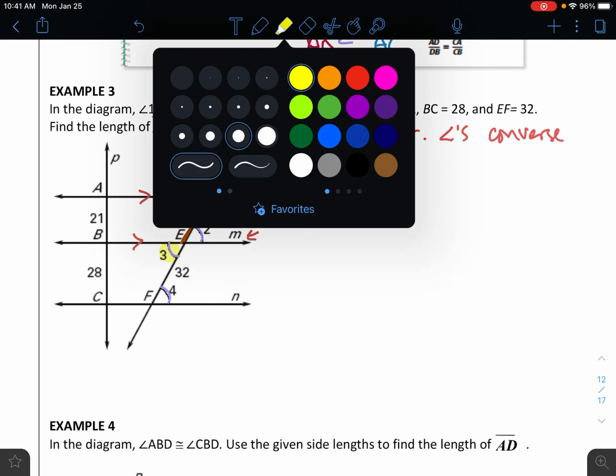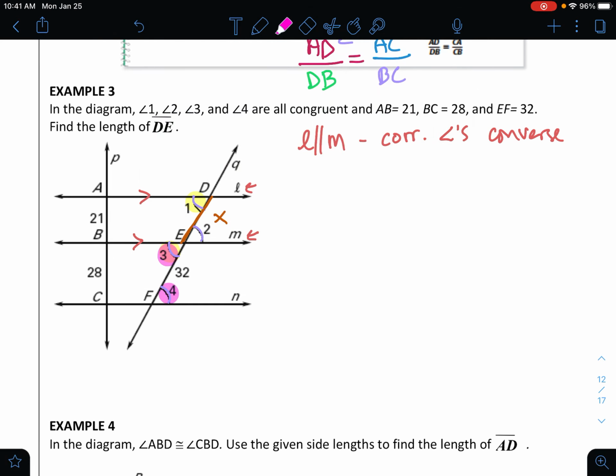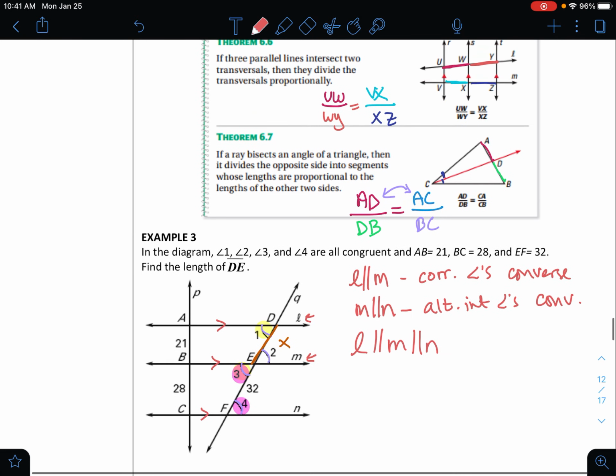And then if number 3 and number 4 are congruent, those are alternate interior angles, therefore the lines are parallel. So line N is also parallel. So then I can write M is parallel to N. That's the alternate interior angles converse. Okay, so in essence, all three lines are parallel to each other. So you could do one big transitive to say L is parallel to M is parallel to N.